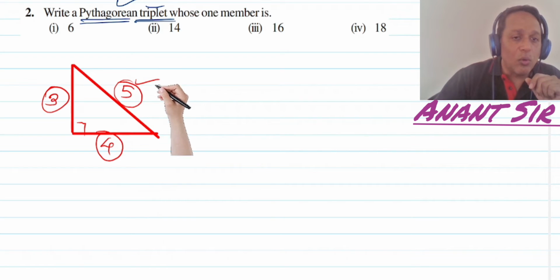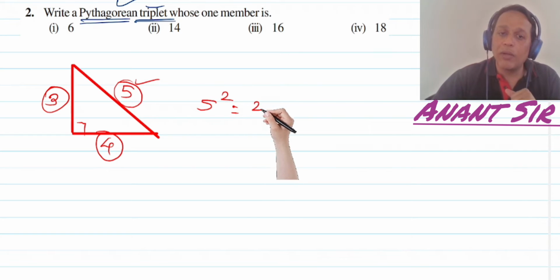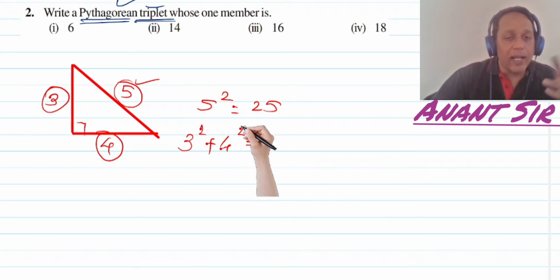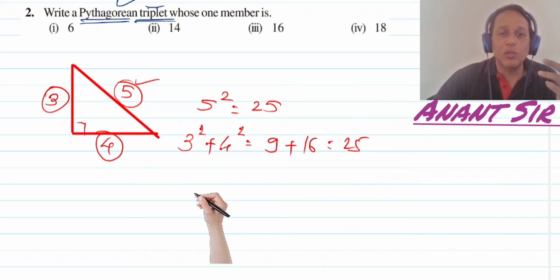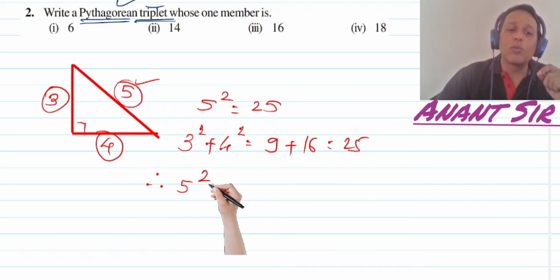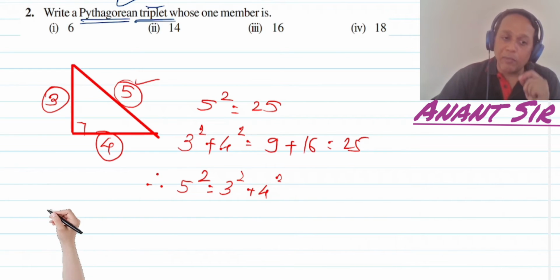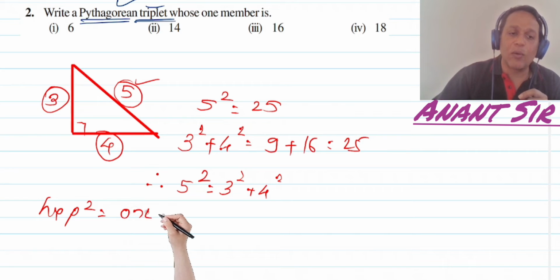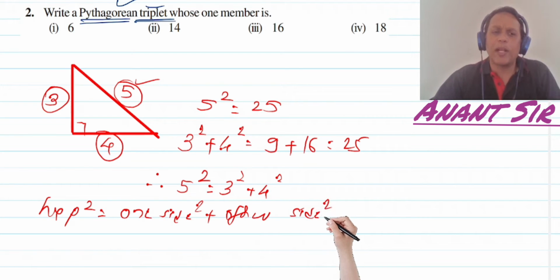We used to take the square of the largest number. See what is the square of the largest number here? 5 square is 25. Add the squares of the remaining numbers. Okay, so 3 square is 9 plus 4 square is 16. That means it is also 25. Therefore, we used to write that 5 square is equal to 3 square plus 4 square. That means we can write here hypotenuse square is equal to one side square plus other side square. In place of one side, other side, you can write base and height also.